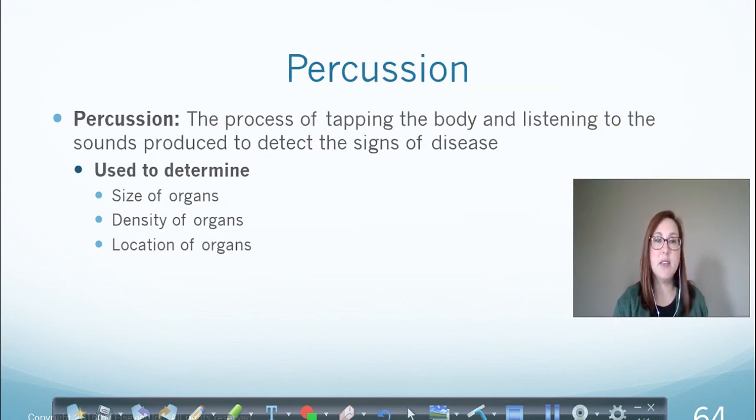Percussion is the process of tapping on the body and listening to sounds that can help determine signs of disease. So again, size, density, and location of organs. Any condition that changes the density of an organ or tissue, such as fluid, will change the quality of the sound. I have always seen this used on the bladder to see if the bladder is full of urine. So that's a common thing that I've seen.